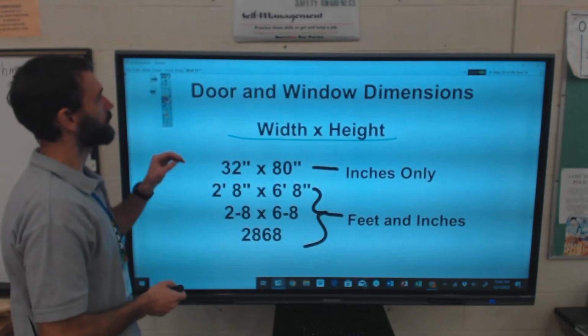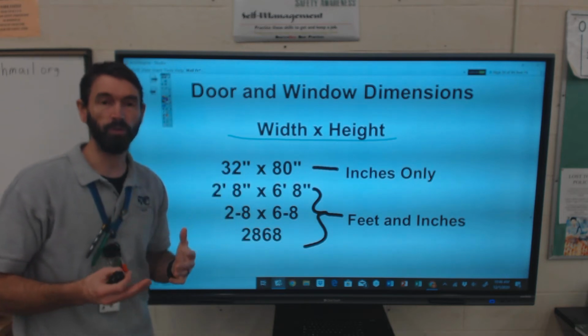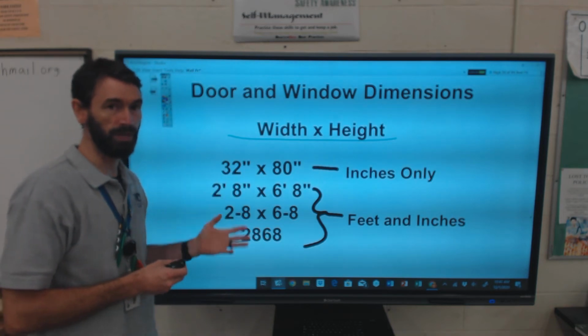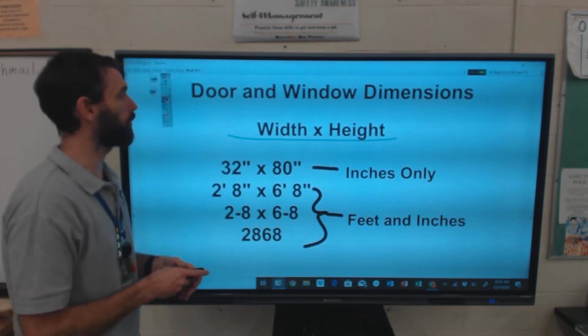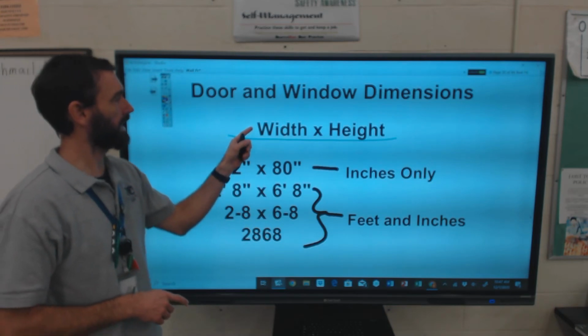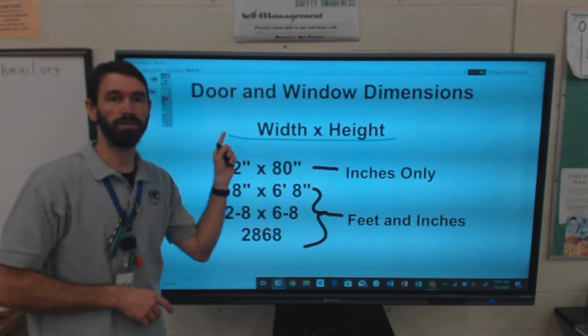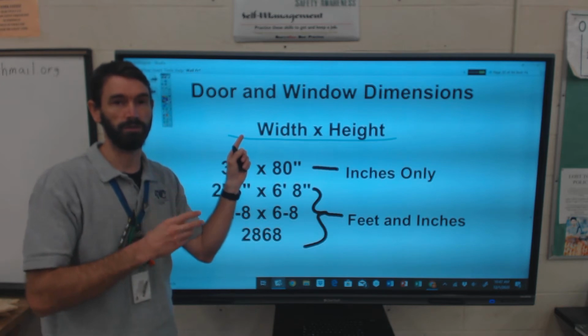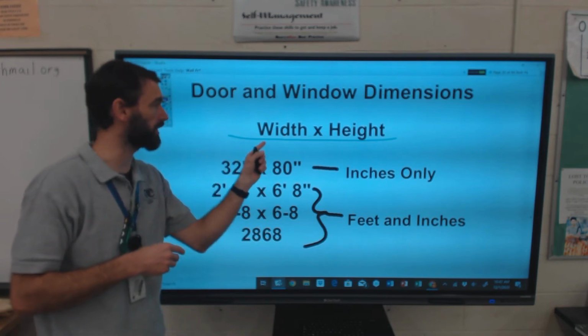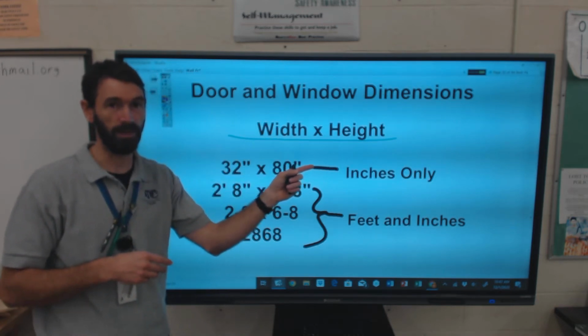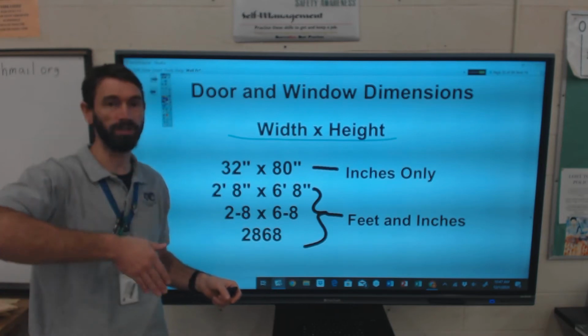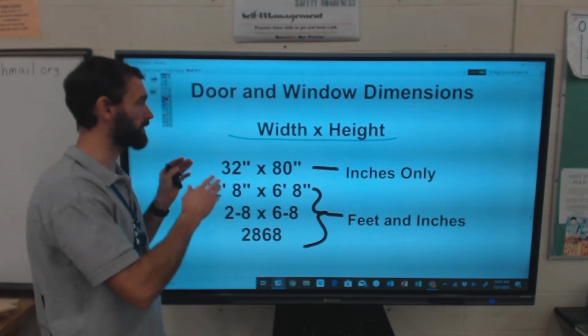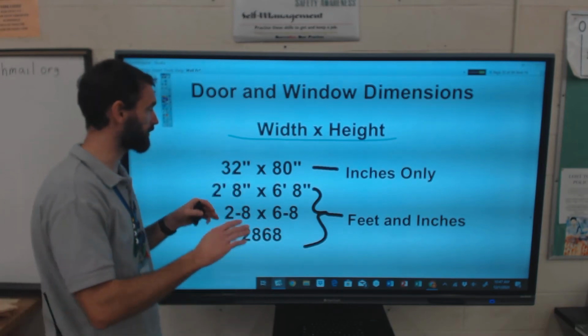Okay. So door and window dimensions, there are several different ways that you'll see them noted on the plans. But one thing I want you to notice is there are always going to be 2 dimensions, width and height. It's always going to be width first, then height. They're never going to tell you how tall it is, then how wide it is. It's always width by height, whenever they're listed here.